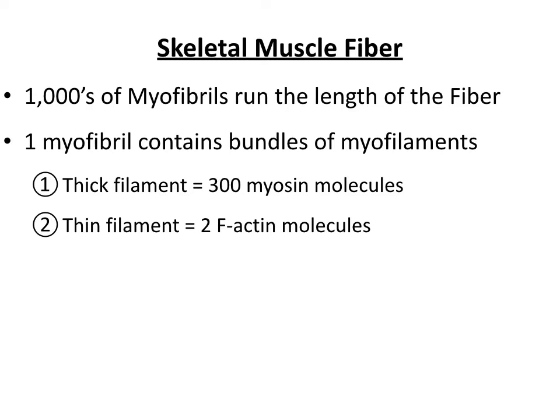And of course, inside of the myofibril, what do we have? We have a whole bunch of myofilaments. How many different kinds of myofilaments do we have? Two different kinds of myofilaments. What are they called? Myosin and actin. Actin and myosin, the thin and the thick.